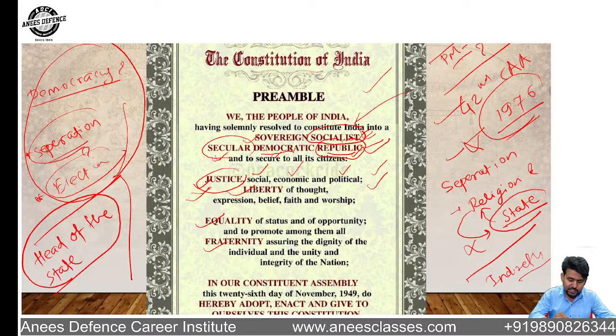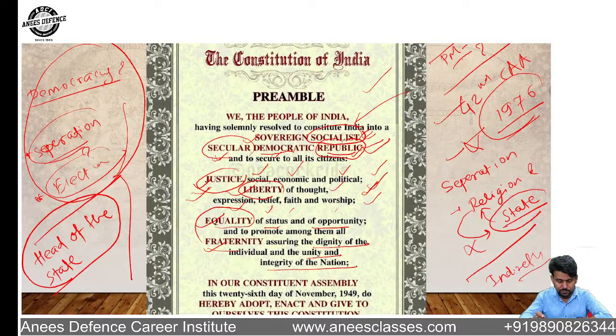Apart from justice, it also gives you the liberty of what? Liberty of thought, expression, belief, faith, and worship, right? All these liberties you get, and we will see these liberties whenever we deal with the chapter of fundamental rights. There we have this topic in detail. Then equality. Equality of what? Equality of status and opportunity. And to promote among them all fraternity, assuring what? Dignity of the individual and the unity and integrity of the nation.